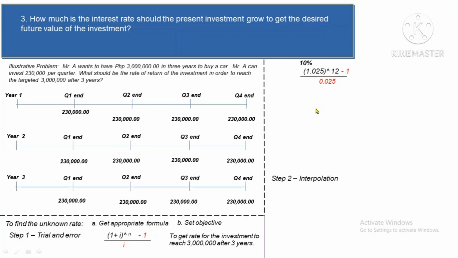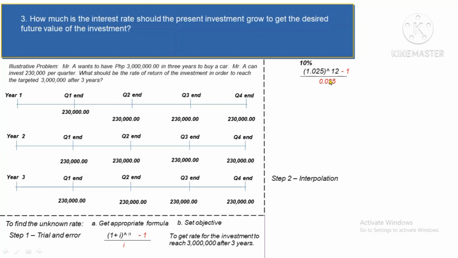Sir, why is it 1.025? It was supposed to be 1.10 because the interest rate is 10%. Guys, the problem stated quarterly, right? So we're going to use 10% per annum divided by 4 quarters, which is 2.5%. That is why we used 1.025. And before you ask again, the N is actually 3 years times 4 quarters, so we have 12 periods. So I hope that's clear.